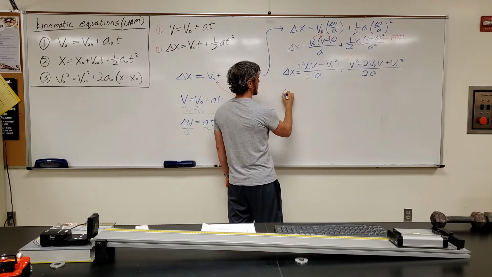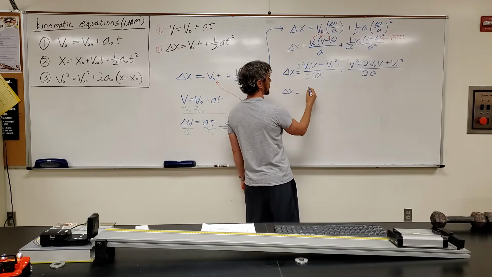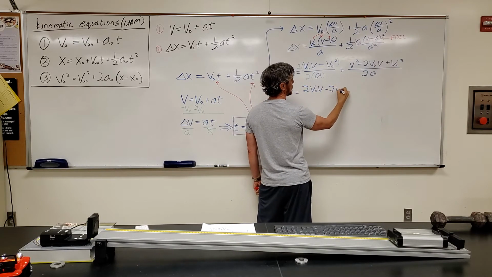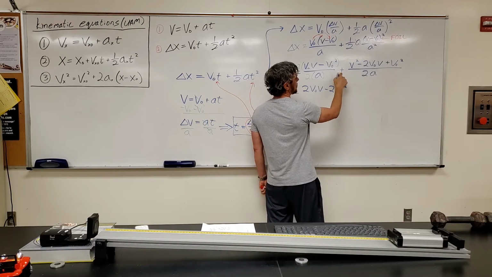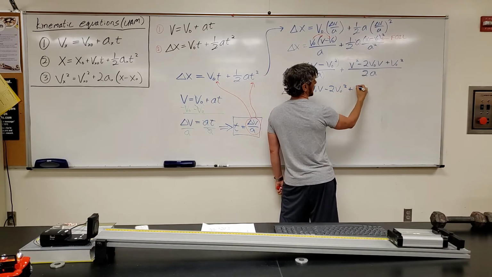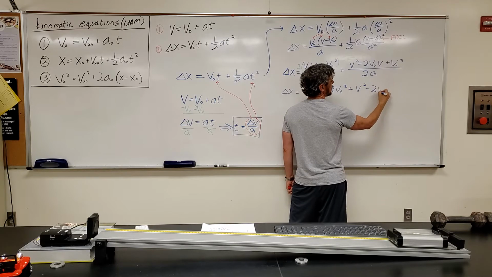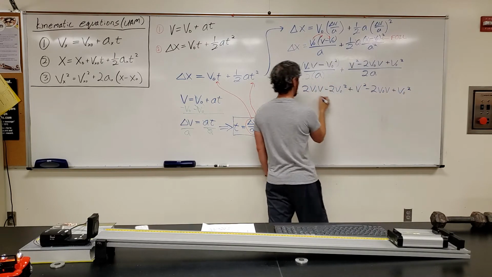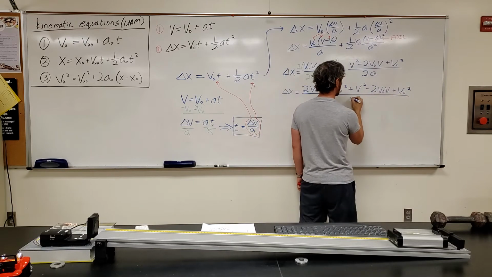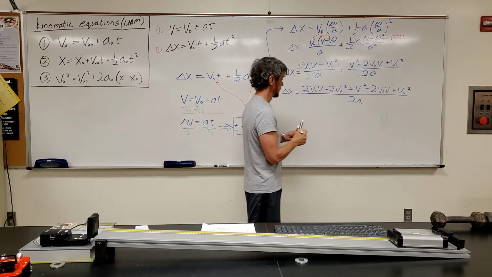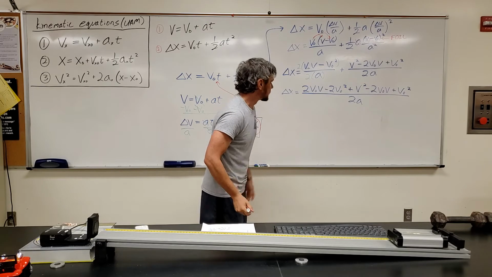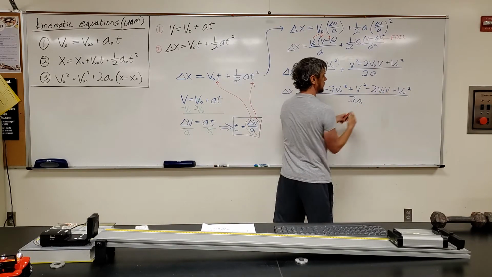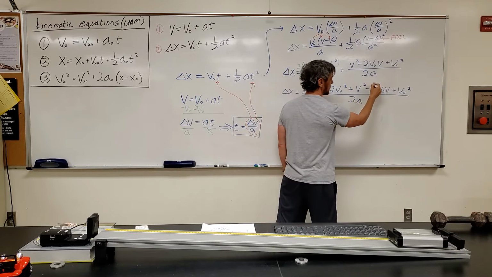So when I do that, I get delta x equals, I distribute all this over, I get 2 v naught v minus 2 v naught squared, plus what I have over here, v squared minus 2 v naught v plus v naught squared, and all of that is going to be over 2a. Then I noticed that I can combine some like terms. I have a 2 v naught v and a minus 2 v naught v, so those cancel out.